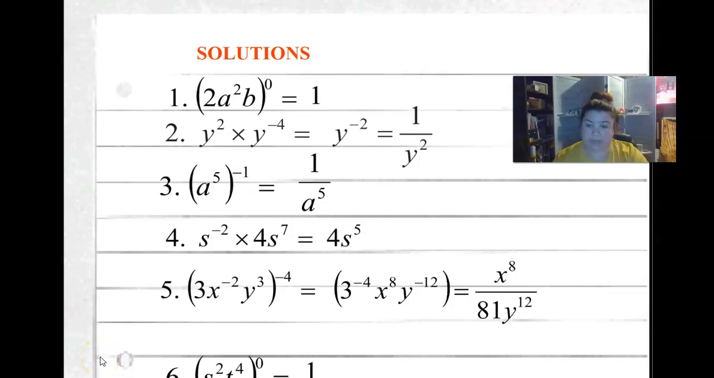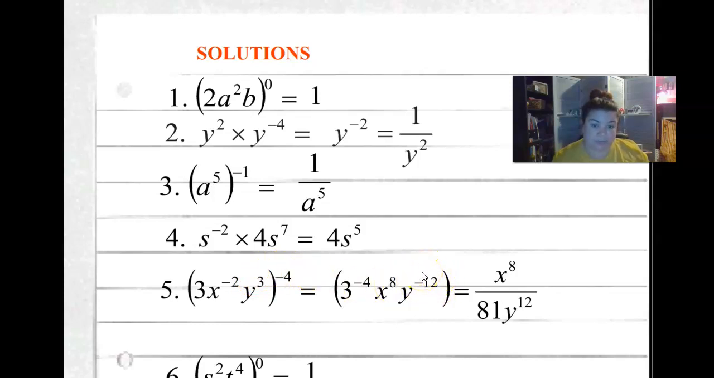Whew. Okay, 5 is one of those multi-steppers. So remember we've got to multiply this negative 4 here. So it would be 3. Negative 4 would be its new exponent. And then we have the x. Negative 2 times negative 4 is positive 8. And then we multiply these. Positive 3 times negative 4 is a negative 12.